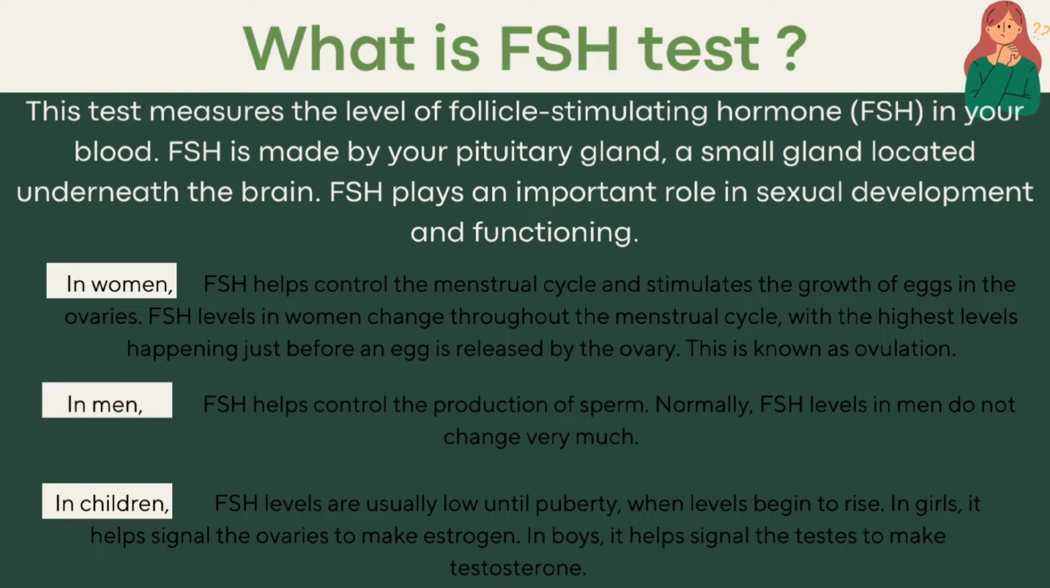In children, FSH levels are usually low until puberty. When levels begin to rise in girls, it helps signal the ovaries to make estrogen. In boys, it helps signal the testes to make testosterone.